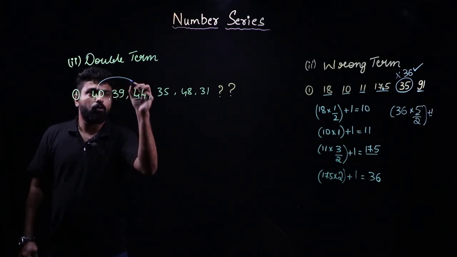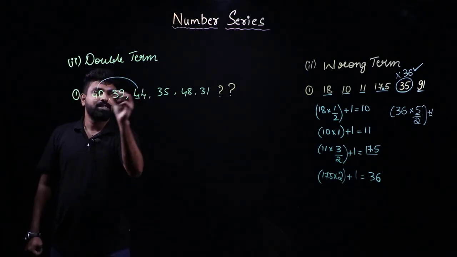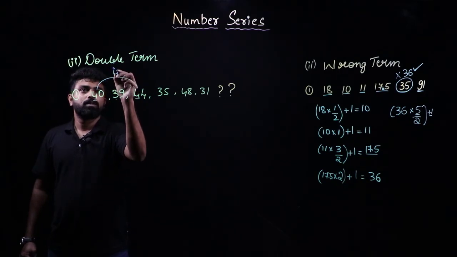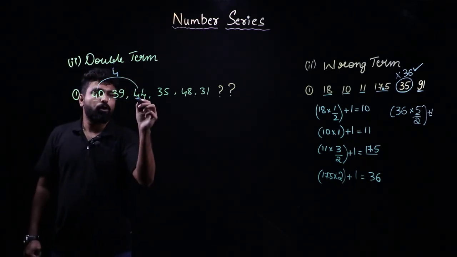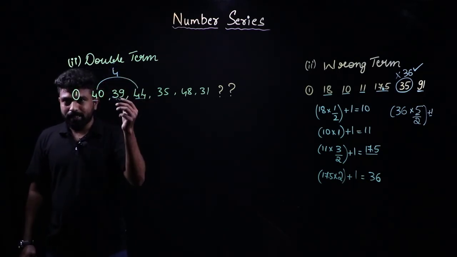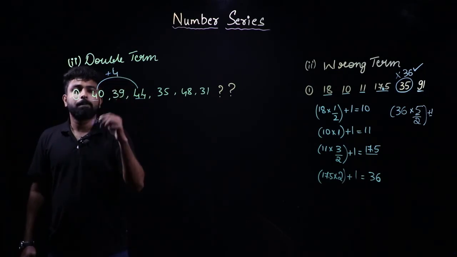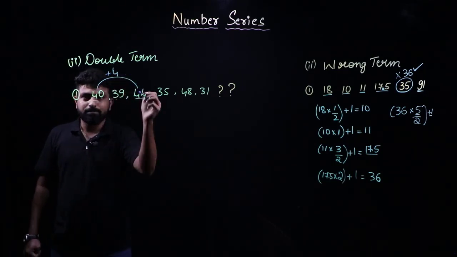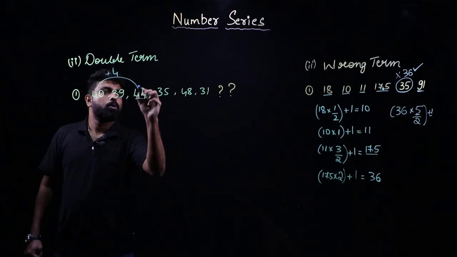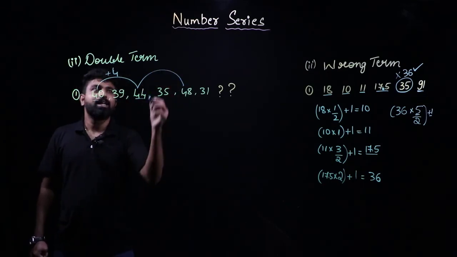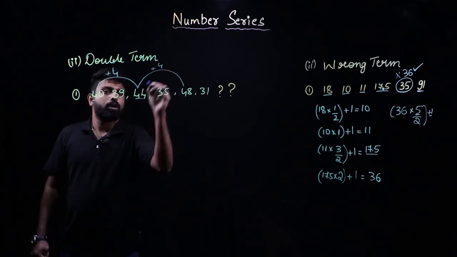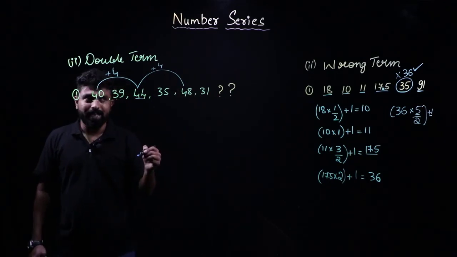What if I go from 40 to 44? What is the difference here? The difference here is 4. To become 44, 40 has to increase or decrease. There's an increment. So it is plus 4. 40 plus 4 gives me 44. What about my next term here? Again, there's an increment of 4. 44 plus 4 is giving me 48.